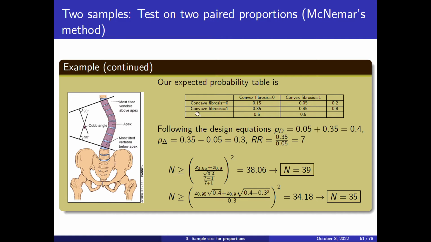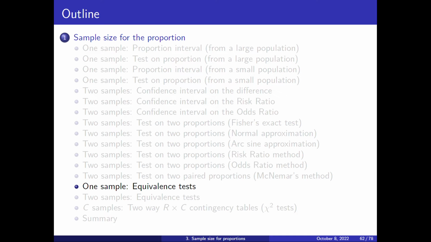Okay, so now we can follow these design equations, that are the discordant proportions, this P delta, and the risk ratio, and one of the approximations gives us 39 individuals, the second one gives us 35. So we see that we need around 40 individuals to make this analysis. Okay, so let's go to a different topic that are equivalence tests.